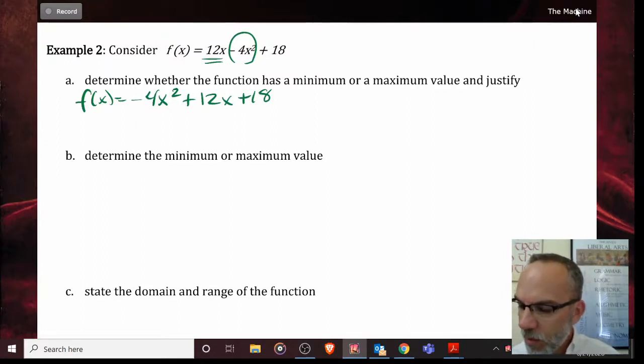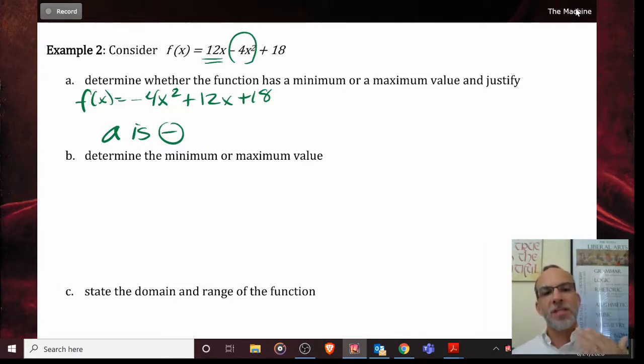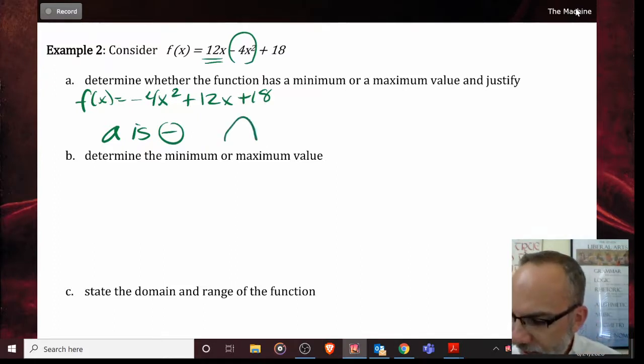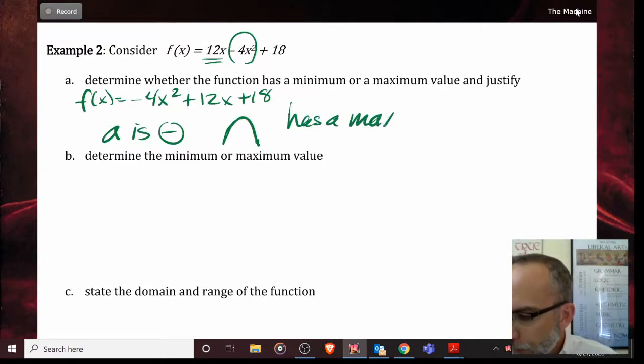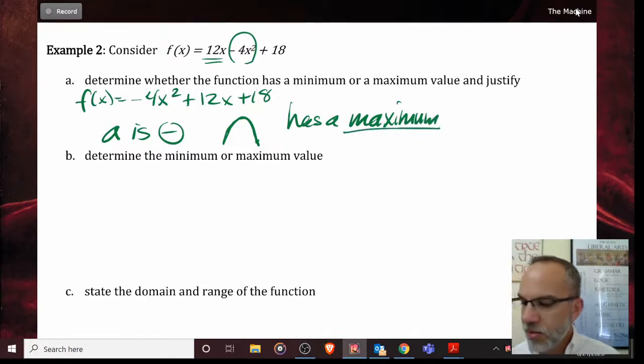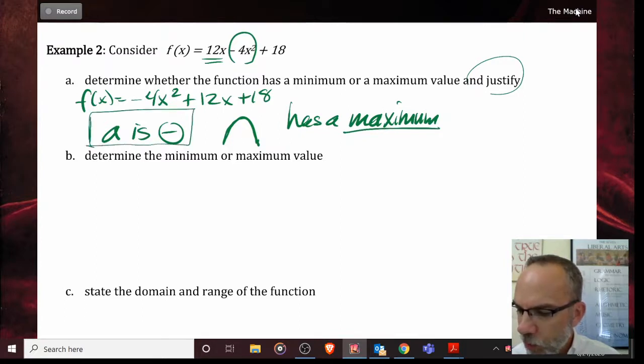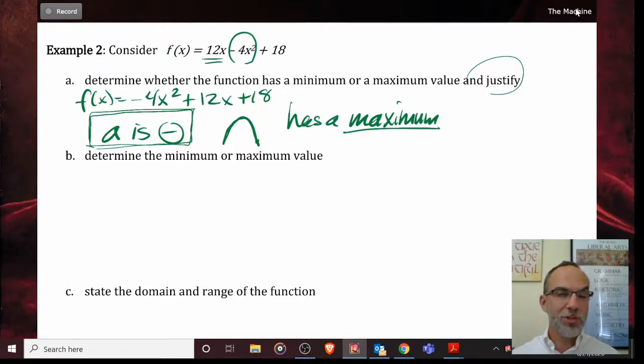So, does it have a minimum or a maximum? Well, a is negative. Does that mean it opens up or down? This means that it opens down, and maybe even draw a little diagram like I did right there of a parabola that opens down. So does it have a maximum then or a minimum? It has a maximum. There's the answer. Why? Because the a value is negative. That's your reason why. One of the principles that you now know is that the sign of the coefficient on the x squared term, the a value, tells you which direction the parabola opens.